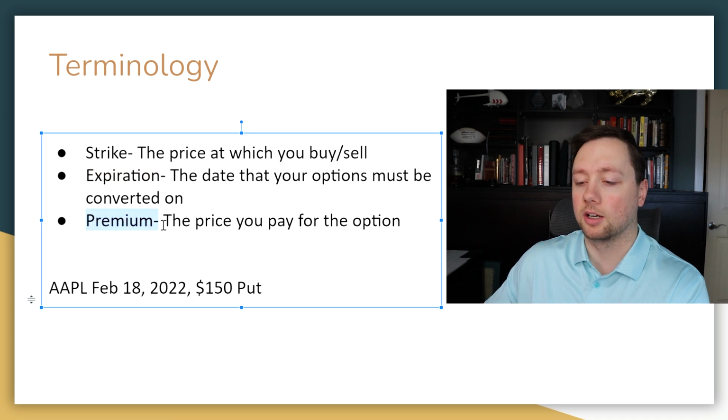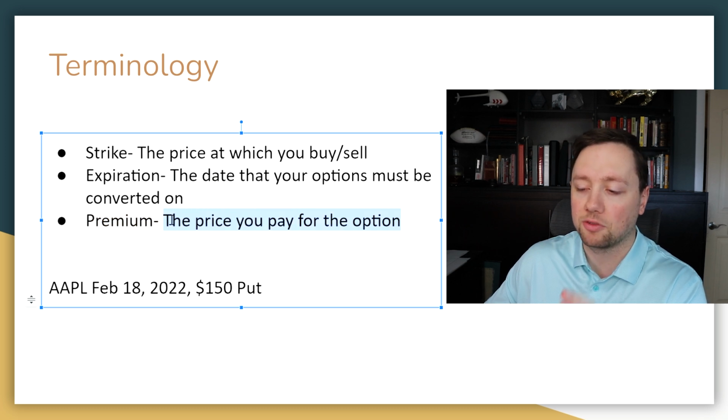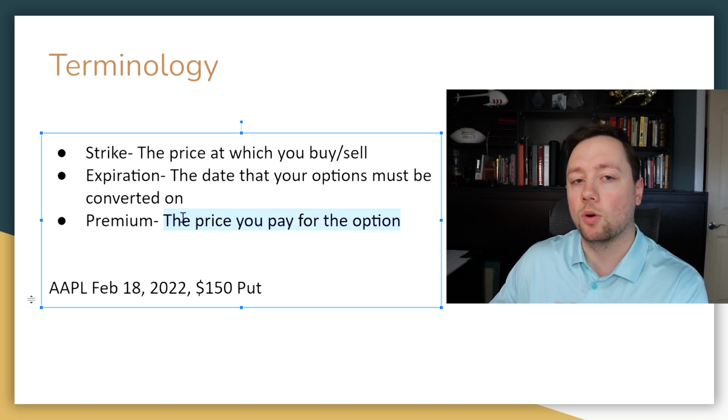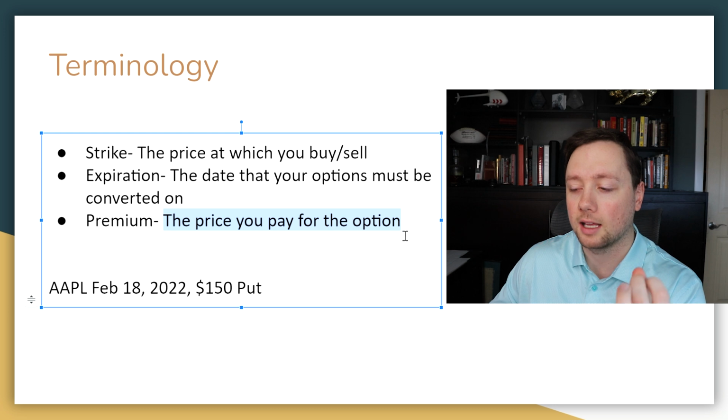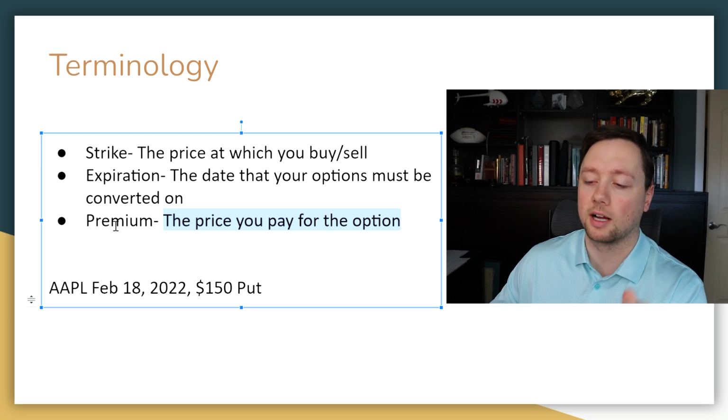Now, the premium here is something that I skipped over in the last slide because it's a little complicated, but the premium is the price that you pay for the option. I'm going to have to go into the market and buy that option, and that act of buying the option is going to cost me some money, and the money that it costs is referred to here as the premium.